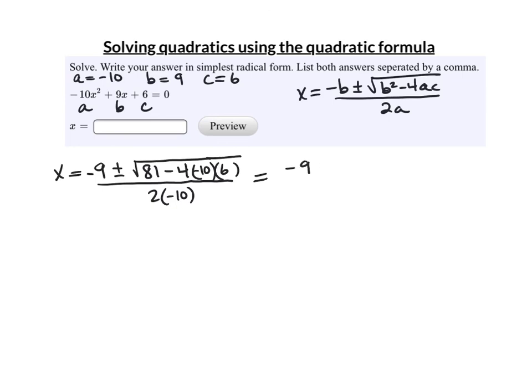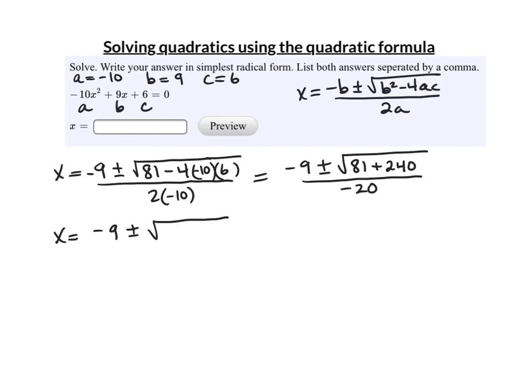This is negative 9 plus or minus the square root of 81. Now again, we have the double negative. That's going to be a positive. And 4 times 10 times 6 is 240, all over negative 20. Let's go over here actually. X equals negative 9 plus or minus the square root of 321 divided by negative 20.